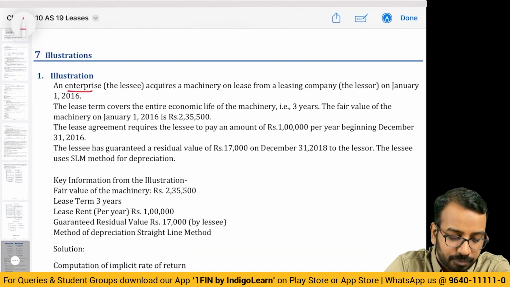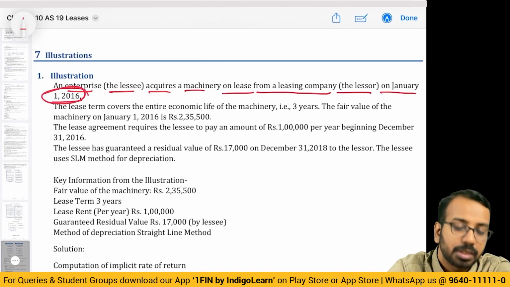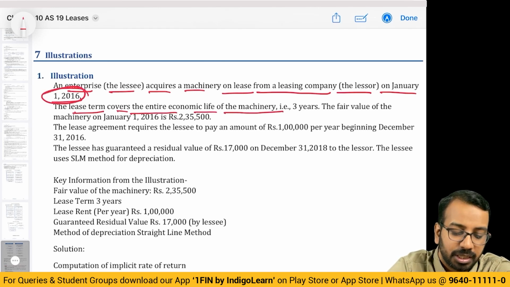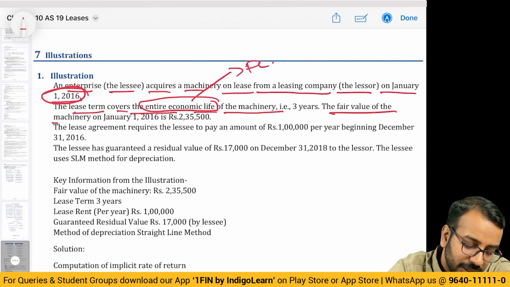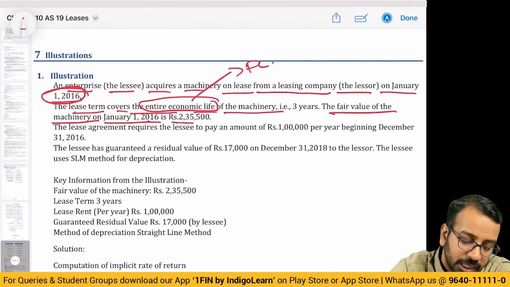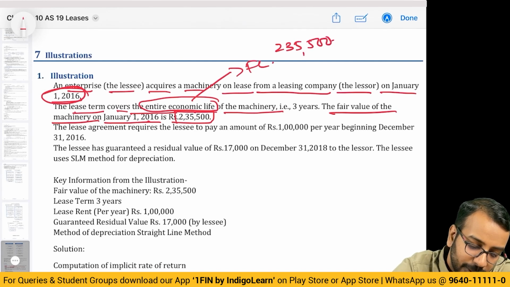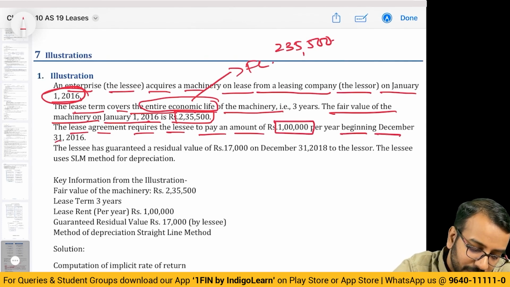An enterprise, the lessee, acquires a machinery on lease from a leasing company, the lessor, on January 1st of 2016. The lease term covers the entire economic life of the machinery. So if it covers the entire economic life, one of the conditions is satisfied, so it becomes a finance lease. The fair value of the machinery on 1st of January of 16 is 2,35,500. The lease agreement requires the lessee to pay an amount of 1 lakh per year beginning December 31st, 2016.